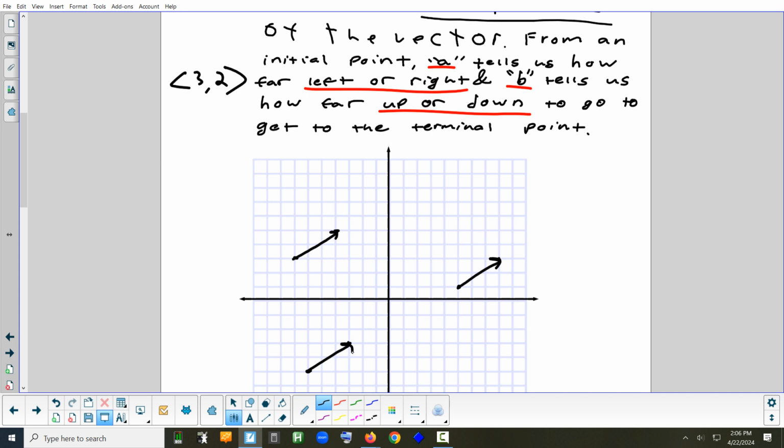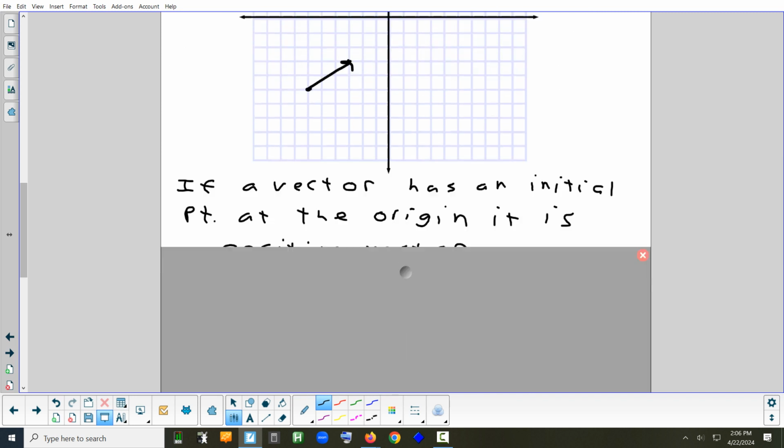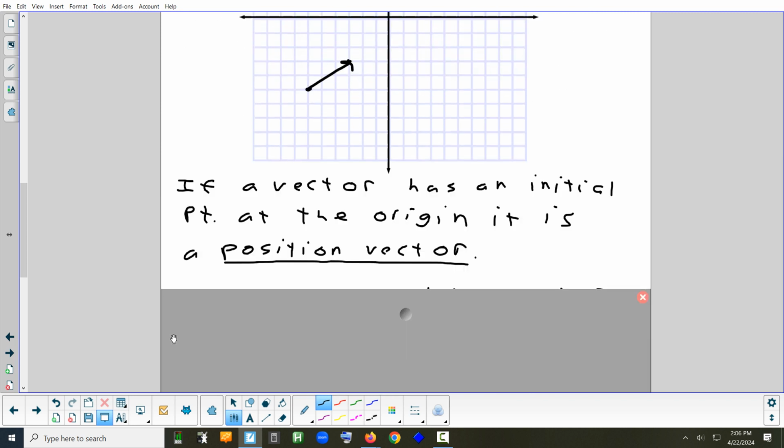There is a place that's most common to start from. Where do you think the most common place is? The origin. The most common place to start from is the origin. And if you start from there, the vector has a special name. It's called a position vector. So if a vector has its initial point at the origin, that is a position vector.